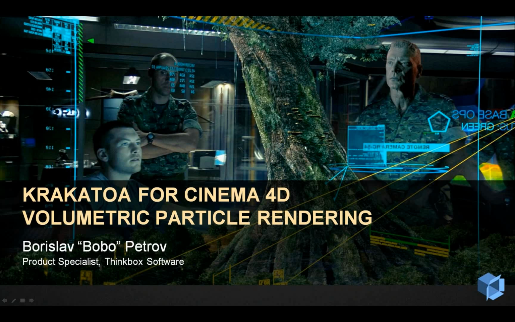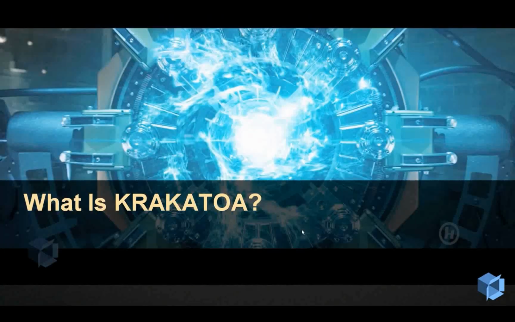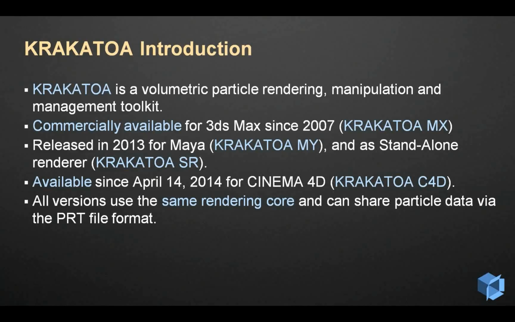Let's go a little bit into what KRAKATOA is, and then we'll switch to Cinema 4D and start doing some magic. So basically, KRAKATOA, as you hopefully already know, is a volumetric particle rendering, manipulation, and management toolkit. It's a long description because in addition to rendering, it does some other things to particles, and in the future we'll be adding even more features to the Cinema 4D build that allow you to do even more manipulation of data as a post-process.